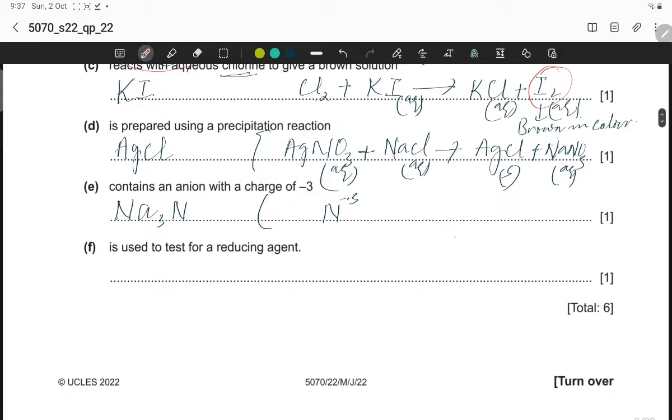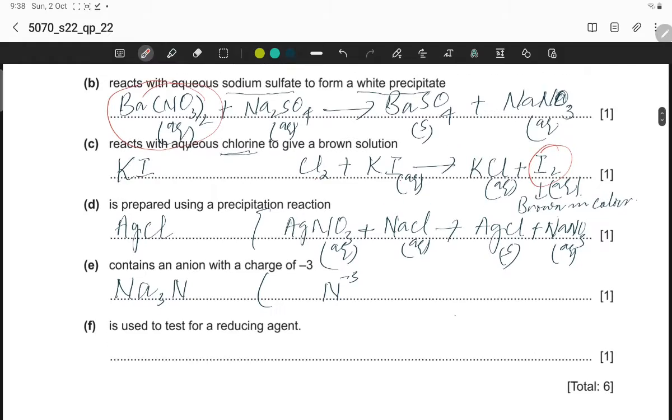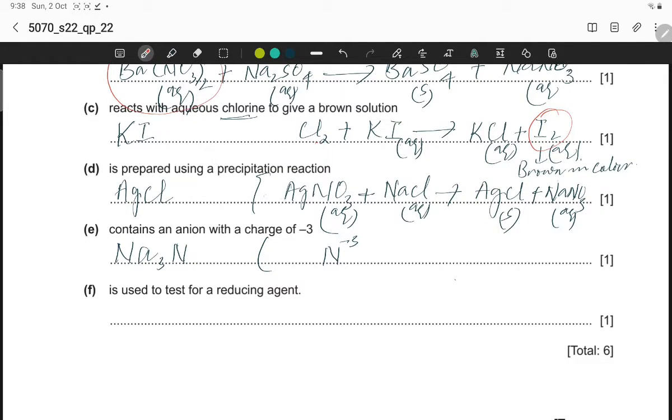Is prepared using a precipitation reaction. Select the insoluble salt from the list of the compounds given. All other compounds are soluble in water except silver chloride, so this is the best option, silver chloride. Insoluble salts are used to prepare in a precipitation reaction. When silver nitrate reacts with the aqueous salts of chloride, it gives white precipitate of silver chloride and sodium nitrate.